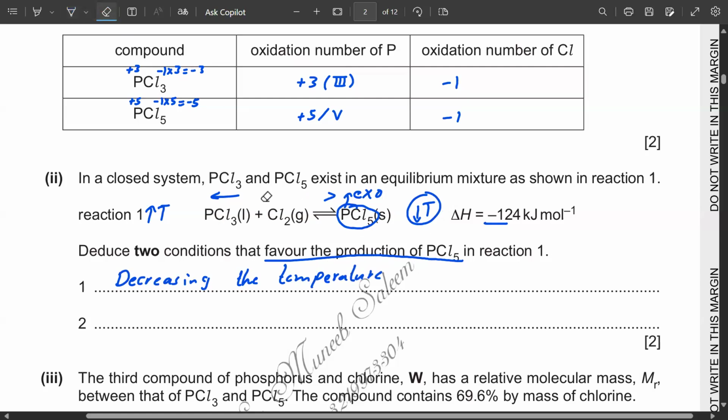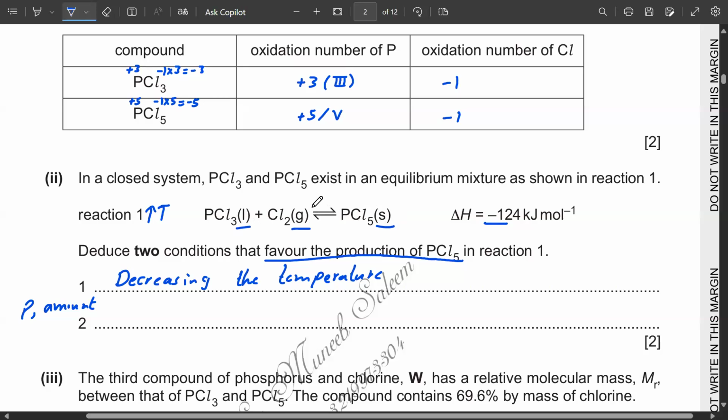What else do we have? The other condition, we can apply the condition of pressure. We can also apply the condition of the amount in terms of mole. So if we see here, it is a solid and it is a gas. This one is a liquid.